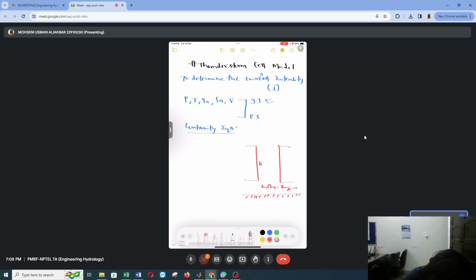This is the uplift region. Uplift region means where the warm air starts rising inside the column, and as it travels upwards the temperature goes on decreasing, it becomes cold and condensation forms. This is the outflow region. So we can say that a thunderstorm model is divided into three regions: the inflow region, the uplift region, and the outflow region.